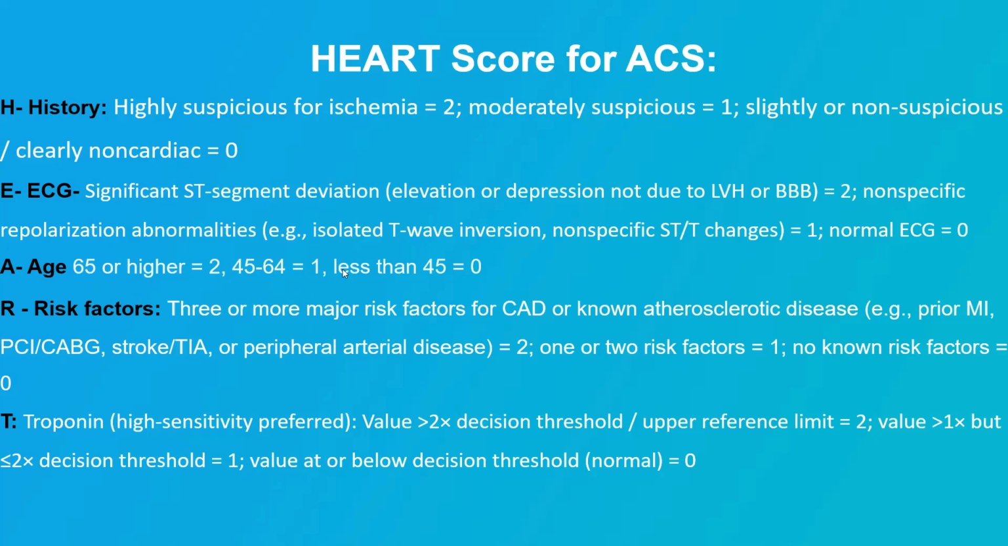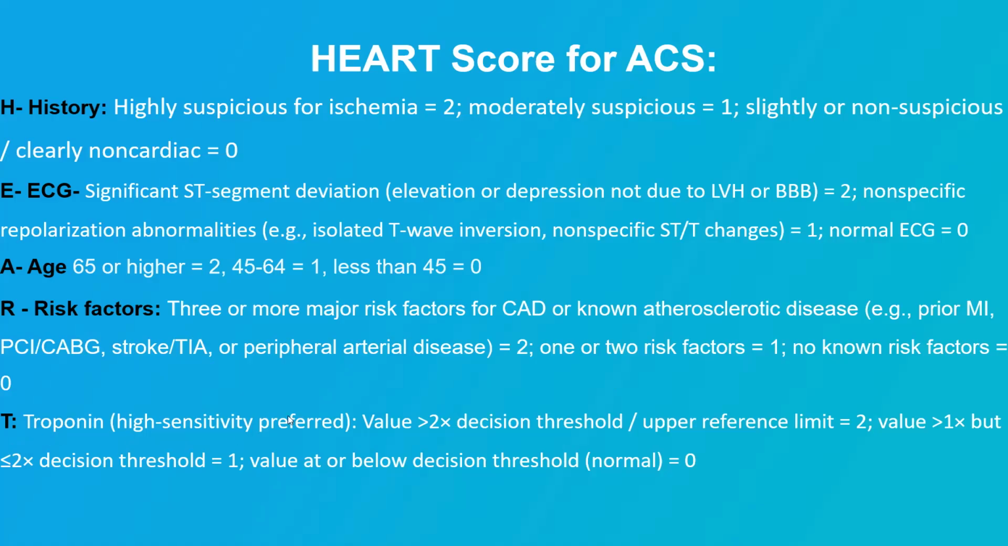45 to 64 is 1 point. Less than 45, 0 points. Risk factors: do they have 3 or more major risk factors for coronary artery disease, like MI, PCI, CABG, stroke, TIA, peripheral arterial disease, anything like that? So they will get 2 points. 1 or 2 risk factors, 1 point. No risk factors, 0.